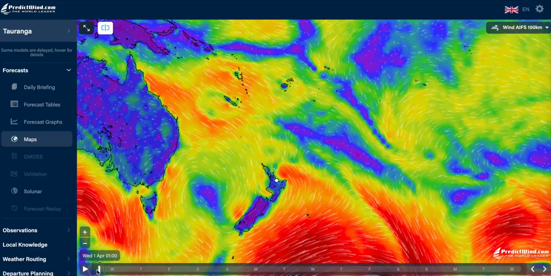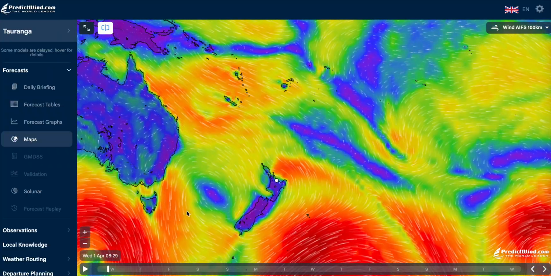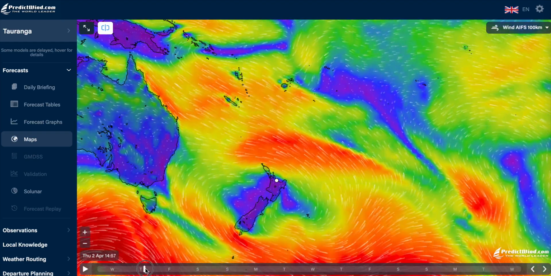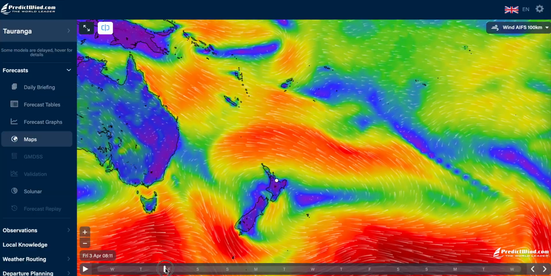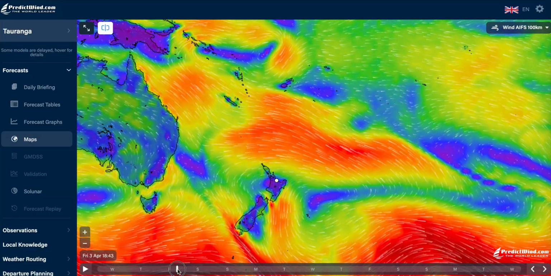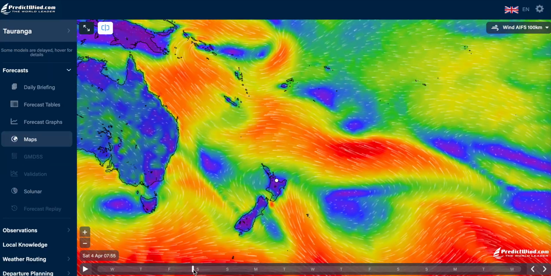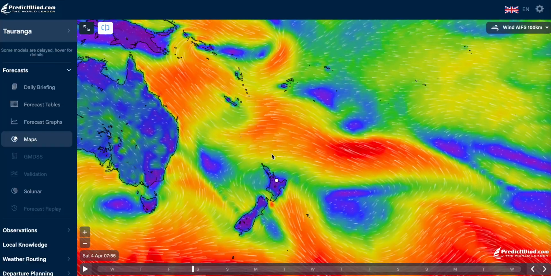So if we're looking at from today, for example, we've actually got some pretty nice winds taking us north. So if we were to leave today, we'd have a good weather pattern for catching the wind and sailing ourselves up to Opua, and we'd be there by say Friday.